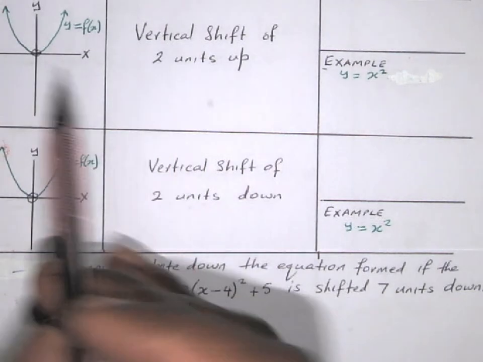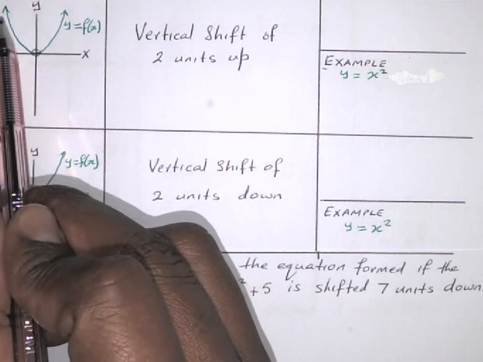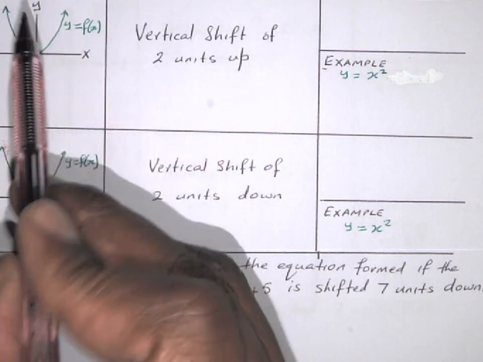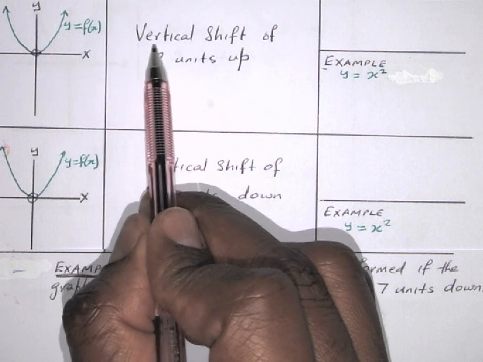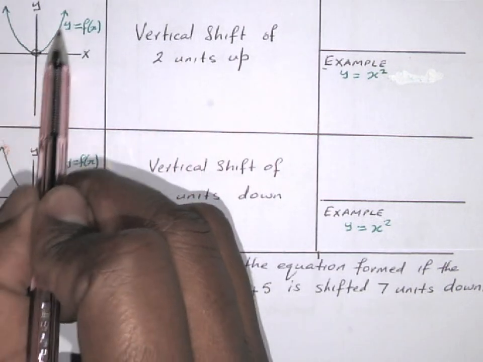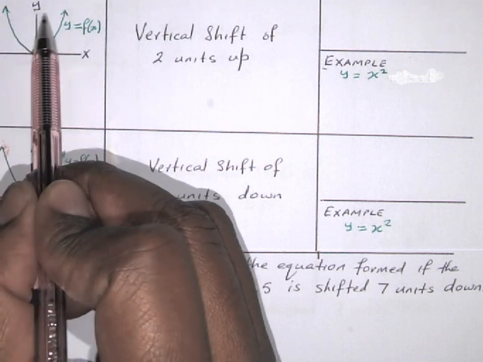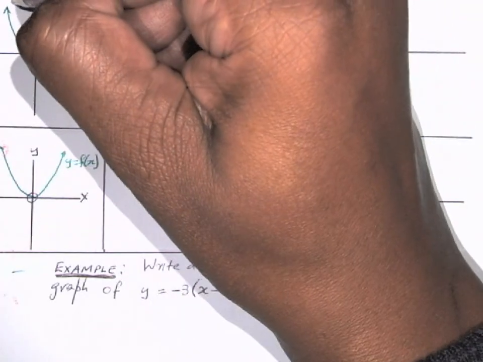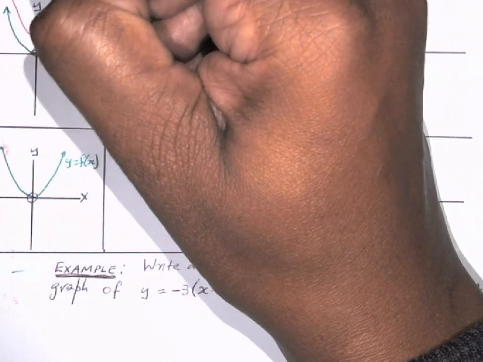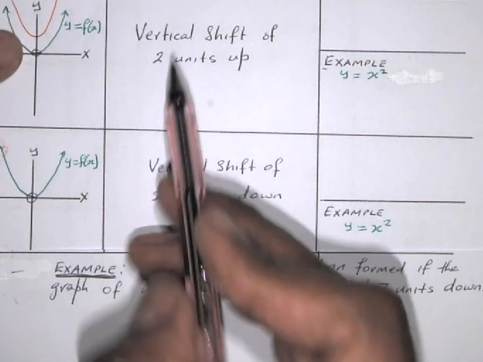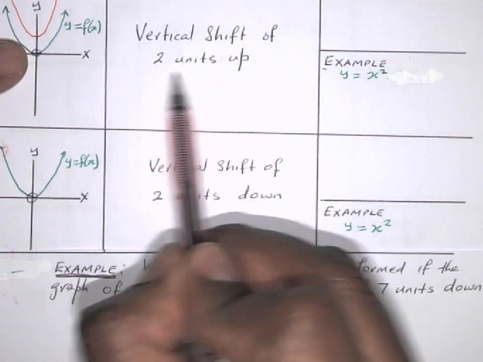Let's say you are given a sketch like this one, y is equal to f of x. Now they say you must transform it by a vertical shift of 2 units up. It means that this graph of ours must be moved 2 units up. So I'll move it 2 units up, which means that my graph will now be there. The new graph would be there. It has moved 2 units up. We call that a vertical shift of 2 units up.